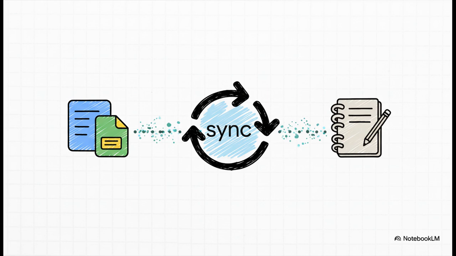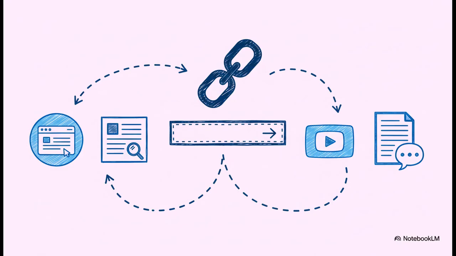When you link a Google Doc, a sync button appears. Let's say a project manager, Marcus, links his team's weekly status report. When his team updates the doc on Friday, all he has to do is go into NotebookLM, click that sync button, and instantly all the new information is pulled right in. No re-uploading required.